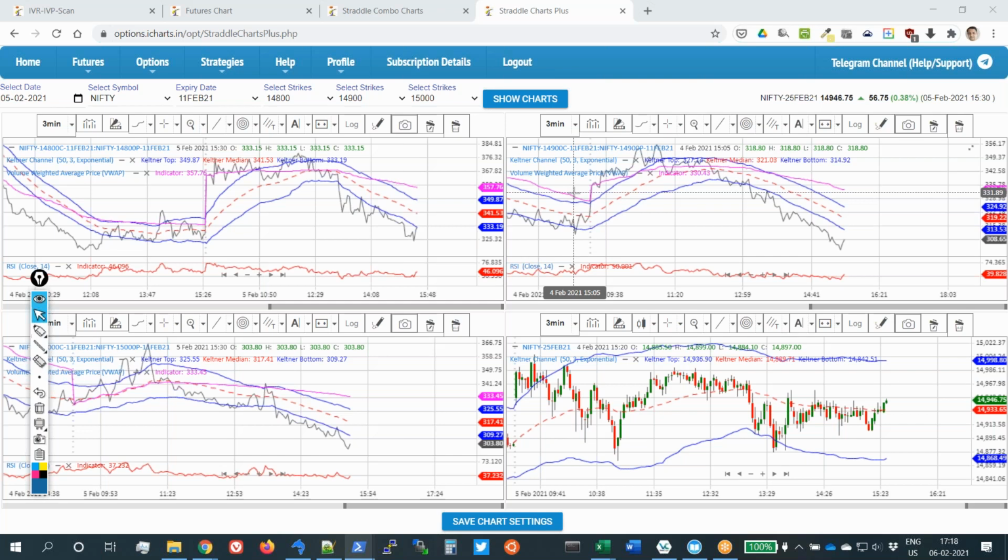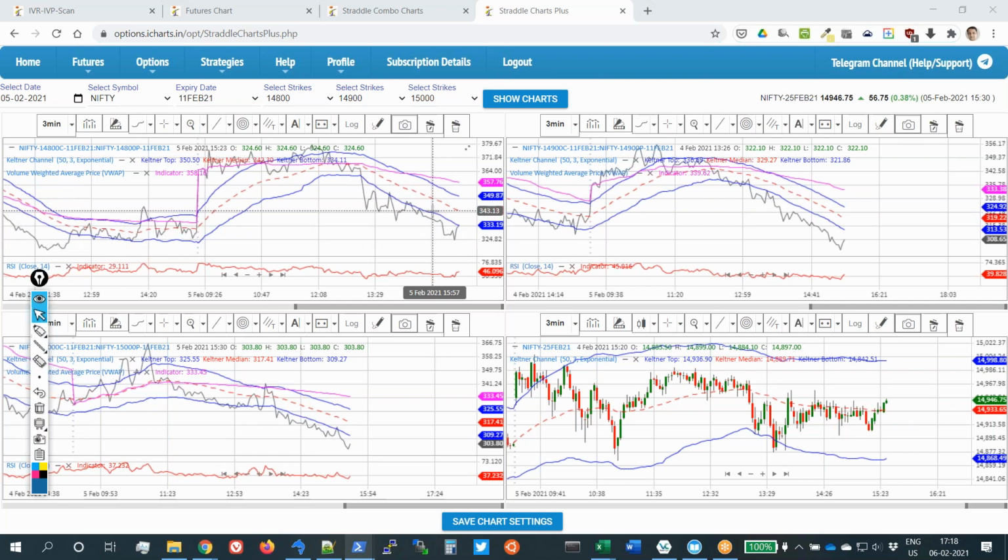So we have to either adjust or we get out. I'm not using the bands here as support or resistance, but as reference points to indicate that the straddle has moved significantly.